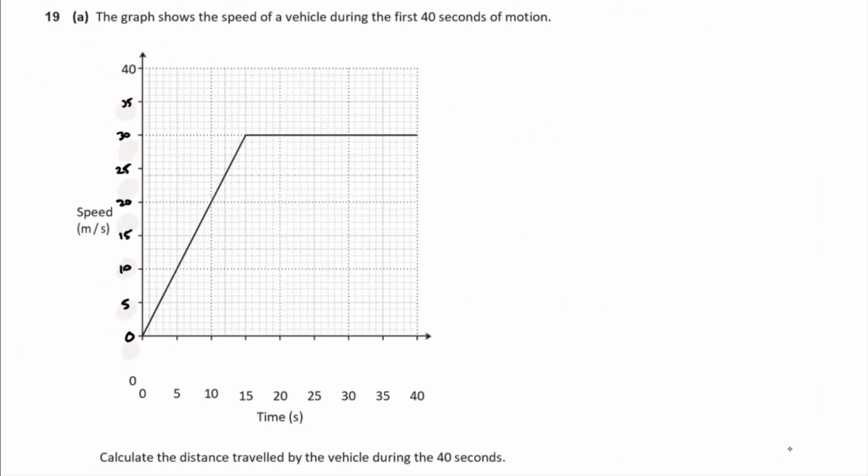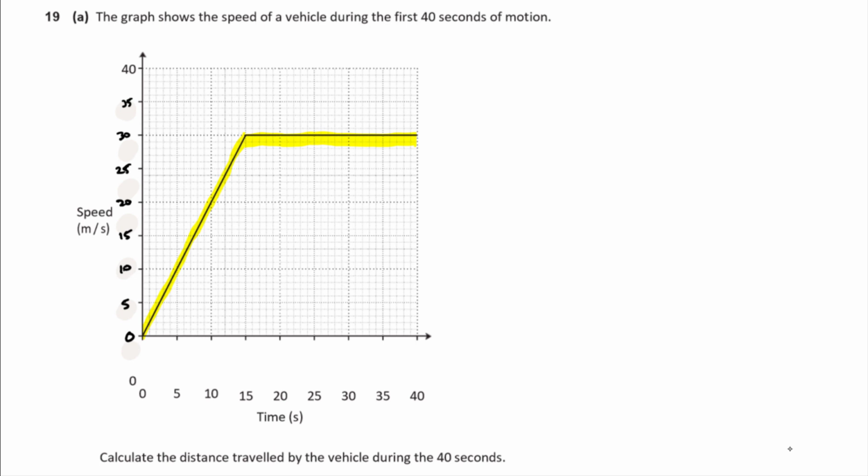Question 19a, the graph shows the speed of a vehicle during the first 40 seconds of motion. Calculate the distance travelled by the vehicle during the first 40 seconds. Okay, now my graph went a bit weird when I printed it out, so I've just quickly drawn on the numbers a little bit more clearly. Now let's have a think about the motion of this car. It's starting from 0, it's speeding up to 30. That's a period of acceleration, and then it's carrying on at the same speed for a number of seconds after that. So it's accelerating for the first 15 seconds, and then for the rest of the time up to 40 seconds it's carrying on at a uniform speed.